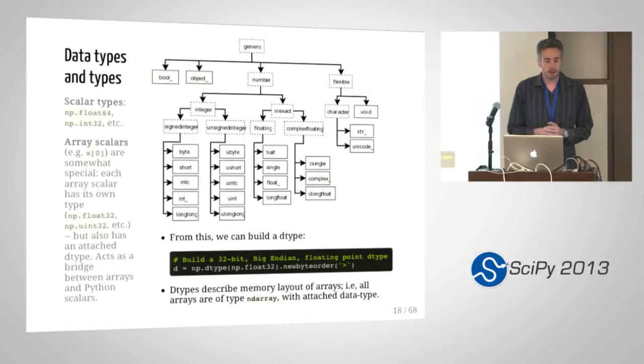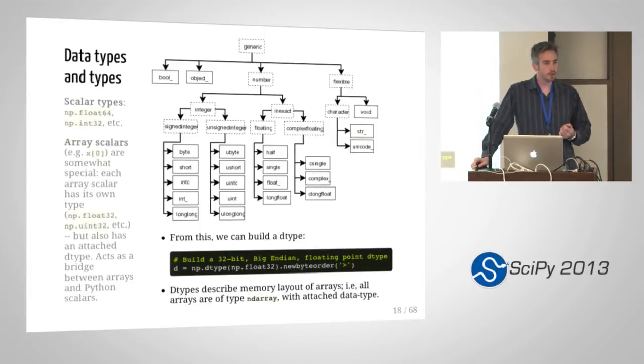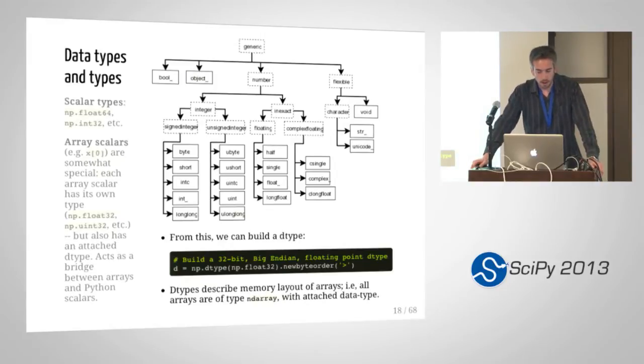Right, so we've got this rich number of different scalar types, and we use these to build data types. A data type is what you attach to a NumPy array to tell you how the numbers are stored in memory. For example, if you've got a 64-bit integer, then you're using 8 bytes in memory, and those bytes may be ordered in different ways, and NumPy needs to know how they are stored in memory. So the data type tells the NumPy array more about that information.